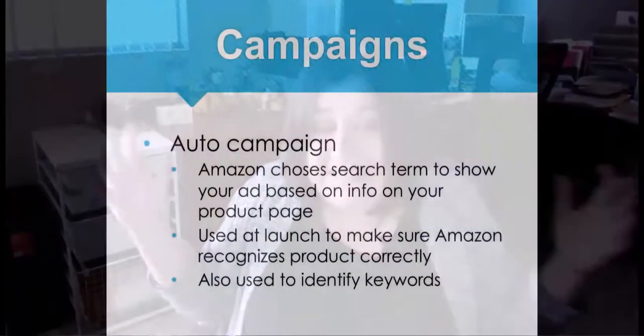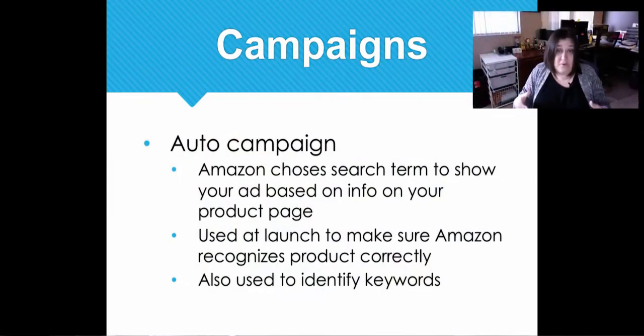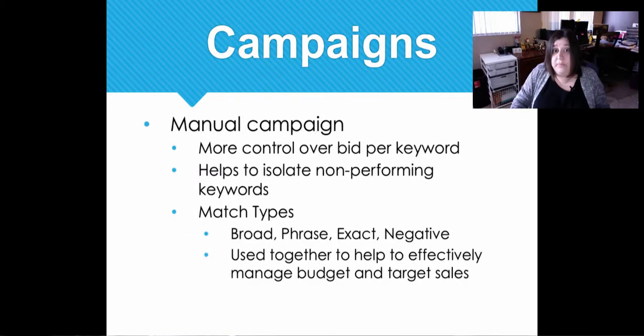As you're setting up your campaigns, what we recommend is that you start with an automatic campaign. That automatic campaign is a low bid. Basically, we're using it to fish, to see what Amazon thinks you're relevant for. Then that information should go back to looking at your listing, re-optimizing your listing to make sure you are ranking for the keywords that we feel you should be. It's going to help you at launch to make sure that Amazon correctly recognizes what kind of product and what kind of keywords are really appropriate for your page.